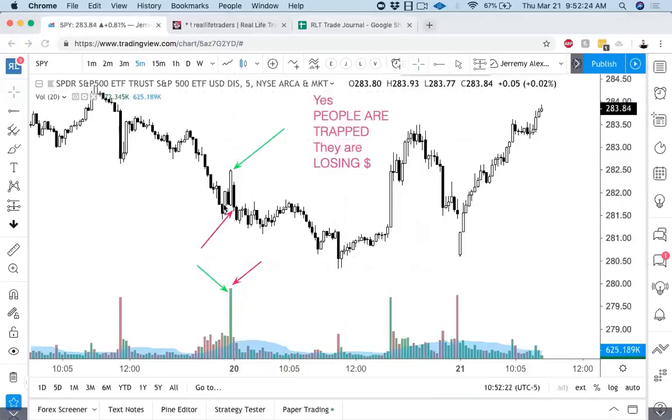So my entry bearish would have been to get in at the low of that candle, and my stop would have been above the high of that candle. And I based that decision off of two things: volume and the fact that it closed below that candle, trapping people. And that would have been a pretty decent trade on the SPY.